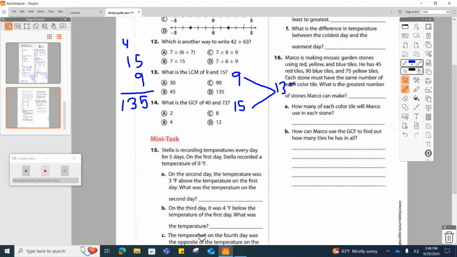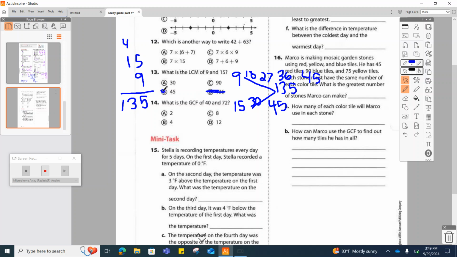And I could kind of look here. 9 times 2, 15 times 2 is 30. But 9 times 2 is 18. It's very hard to figure, right? And then 9 times 3 is 27. Right? And 9 times 4 is 36. And 9 times 5 is 45. Down here, 15 times 2 is 30. 15 times 3 is 45. So I am going to say the answer is 45.